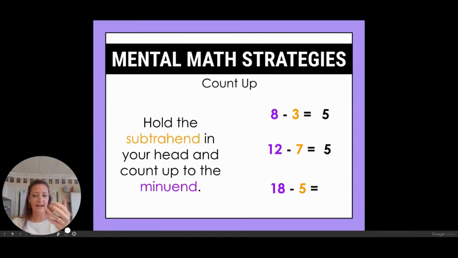All right, did you grab the 5 and count up to 18? So that's 5, 6, 7, 8, 9, 10, 11, 12, 13, 14, 15, 16, 17, 18. So I used all 10 plus 3 more. So 18 minus 5 equals 13.